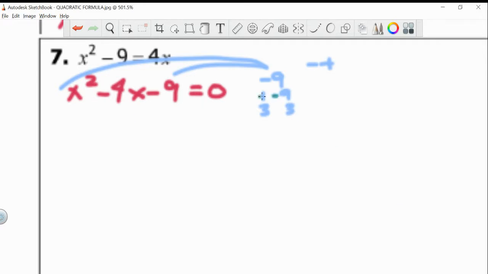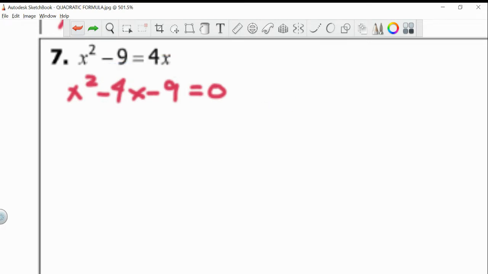We can make negative 8. That's not going to do it. We can make 0. That's not going to do it, right? No way we can make negative 4. This question is absolutely stuck. No way to factor it.